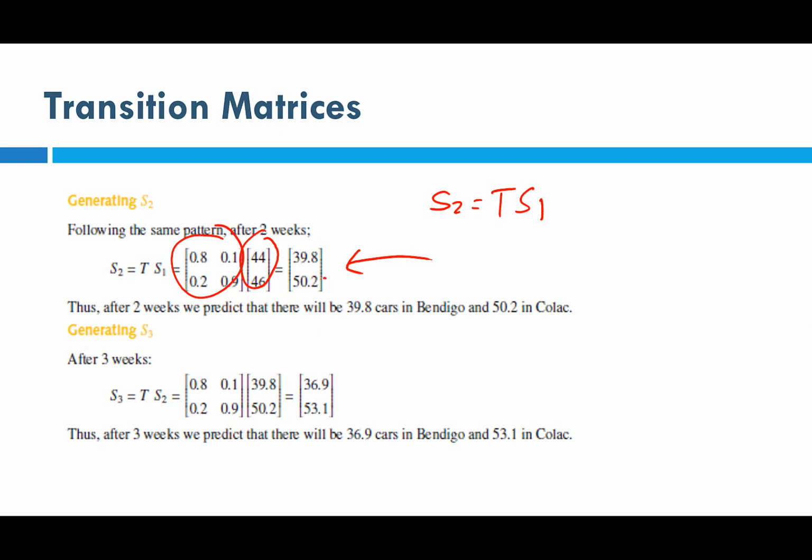Simple. After 3 weeks, again, S of 3 will be T times S of 2, S of 4 will be T times S of 3, like that, so on and so forth, and you get your answers. So after 3 weeks, there will be 36.9 cars. Obviously, guys, you can't have 36.9 cars, so there'll be 37 cars there and 53 cars over here. So round them off, obviously, that's 0.1, that's 0.9. One has to be there. So pretty straightforward in generating those.